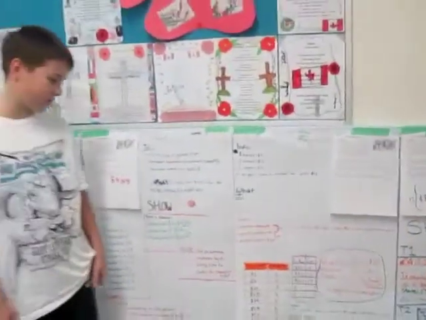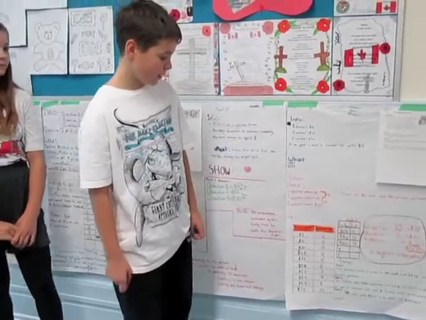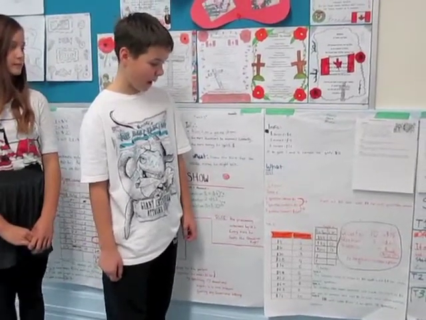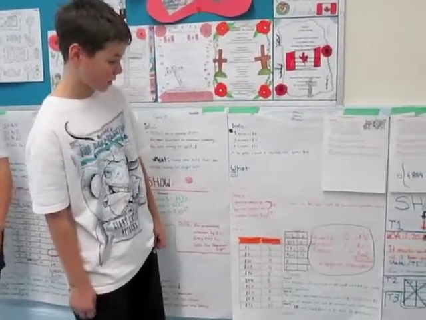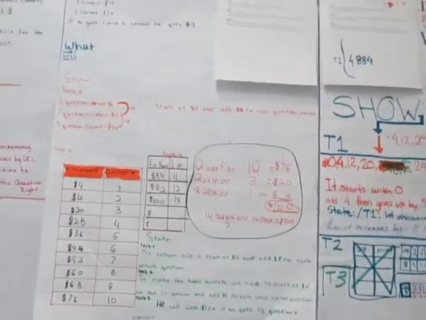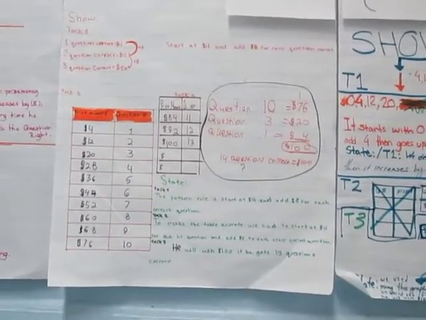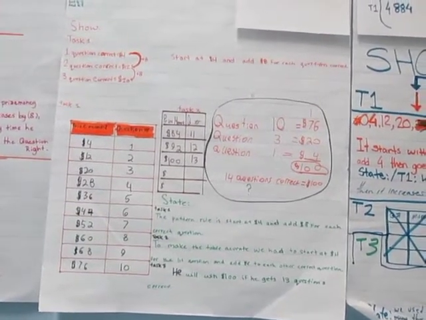Okay, and for task 3, Riley wanted to win $100, and we need to find out if he could with this pattern rule. So at first we thought he would have to answer 14 questions correct, because we saw that $76 equals 10 questions, and then $20 equals 3 questions, and $4 equals 1. And then we added them all together and we got $100.